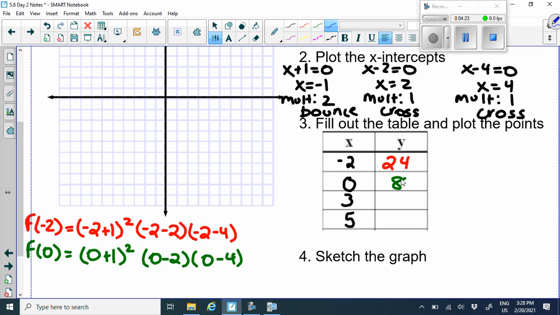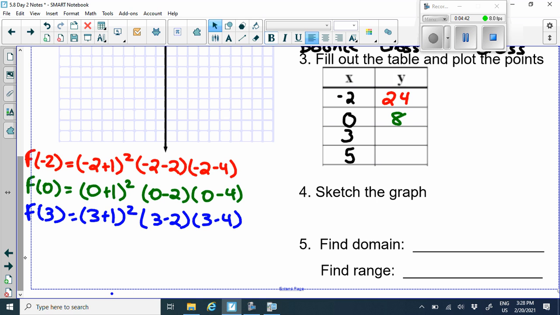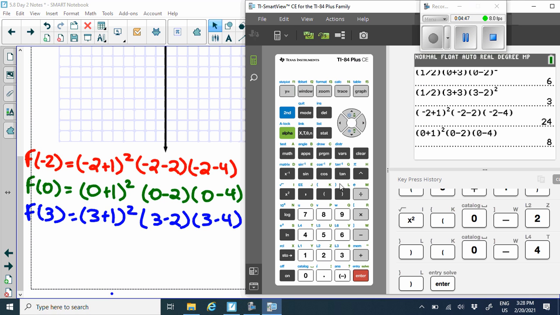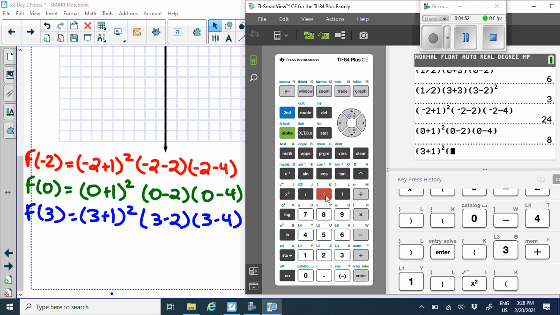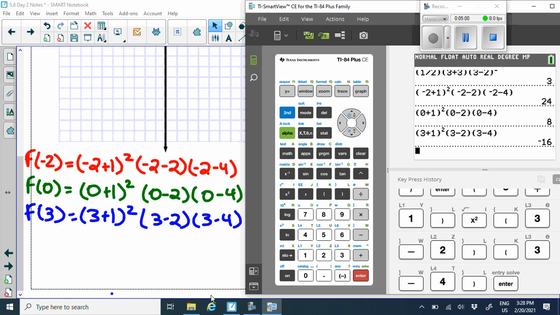Now I'm going to do the same thing with my 3. Plug that into every single value for x. So I have f of 3. So I do 3 plus 1 squared, then 3 minus 2, then 3 minus 4. If you want to try to plug these into your calculator yourself just to make sure you're doing it correctly, you can definitely do that. It's a great way to do a self-check. And then 3 minus 4, and press enter. We get negative 16.